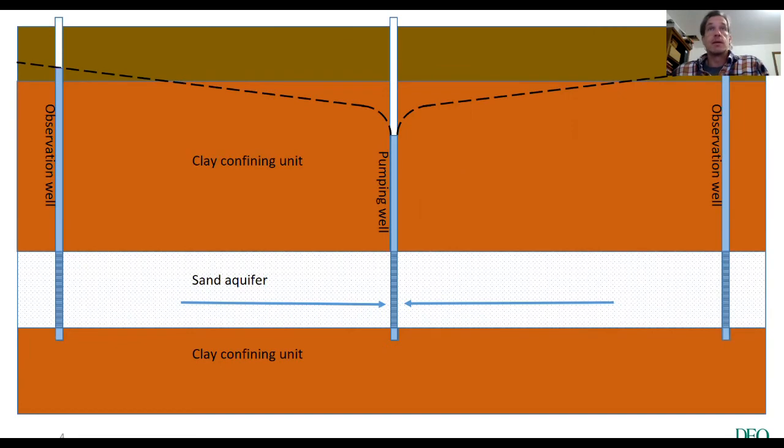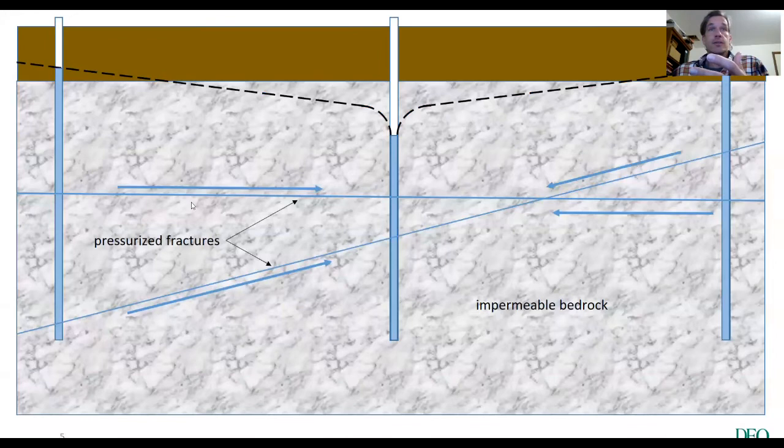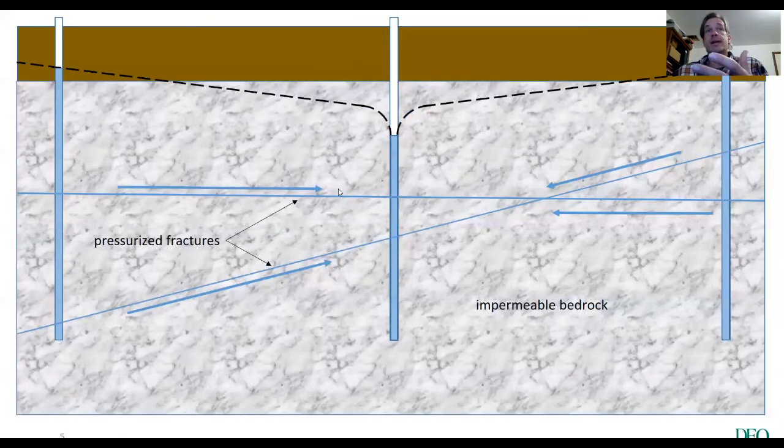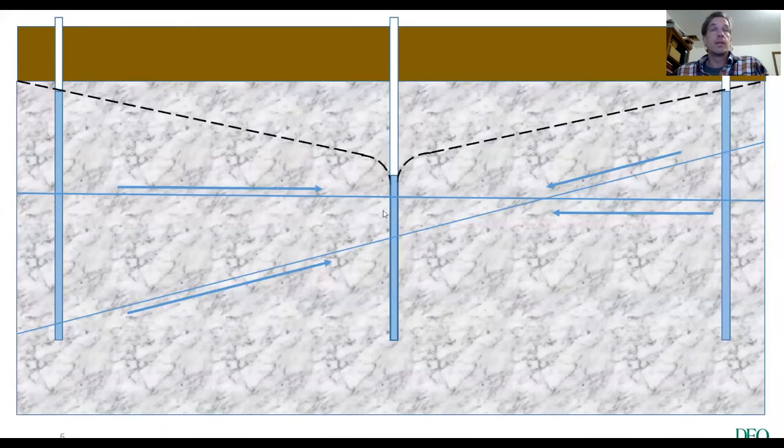You could have a very similar setup, this works in fractured rock too. The only difference is instead of a pressurized sand aquifer, you have pressurized fractures. And same thing: you just pump it, lower the gradient, and water moves in response.